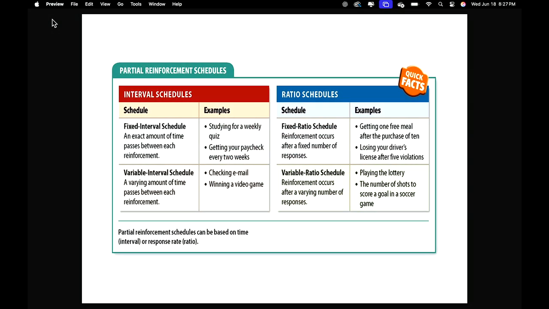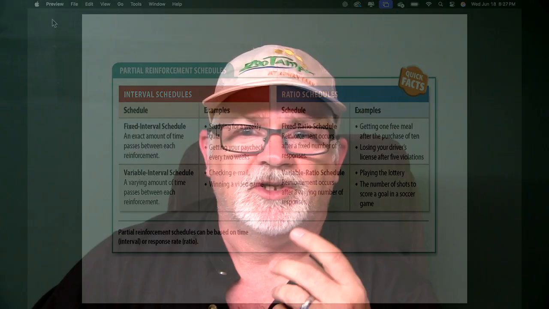Now, the ratio schedules, there's a fixed ratio, which is I do a certain amount of behavior, and I might have to do 5, and then I'm going to get my reinforcer. This is like piecework. Let's say you're working in manufacturing, and you're going to get paid for every 5 units that you complete. That's a fixed ratio schedule. Now they may pay you every year. They may take that and pay you every other week, but you have a combination of a fixed ratio and a fixed interval in terms of how you're going to get paid.